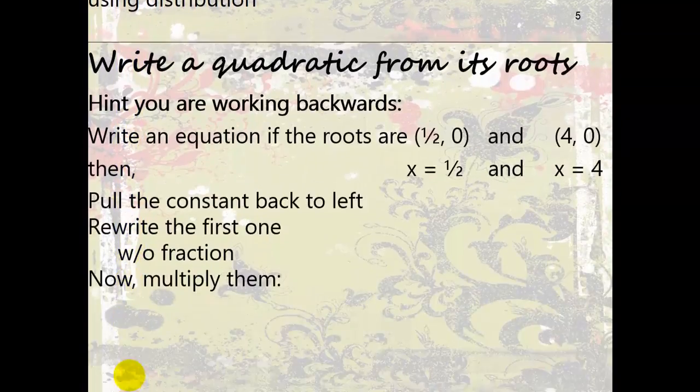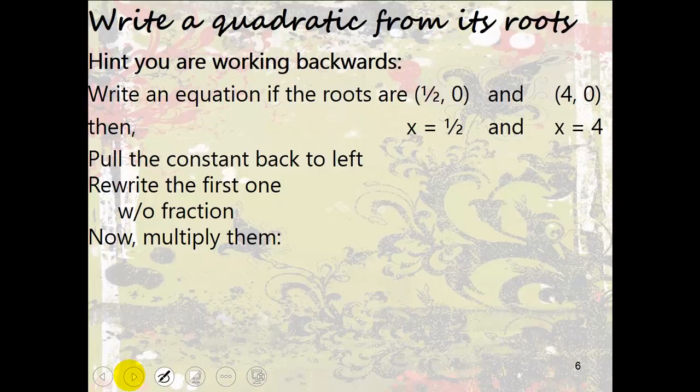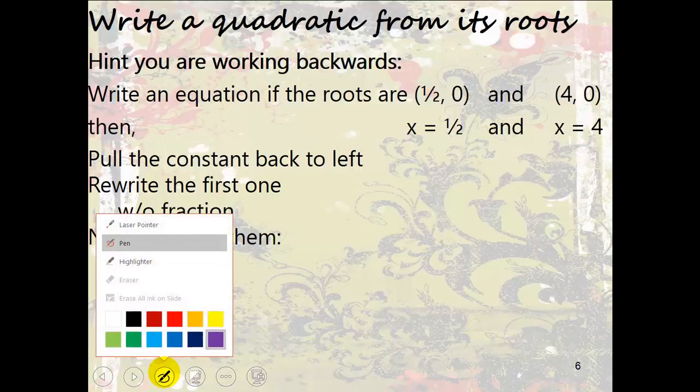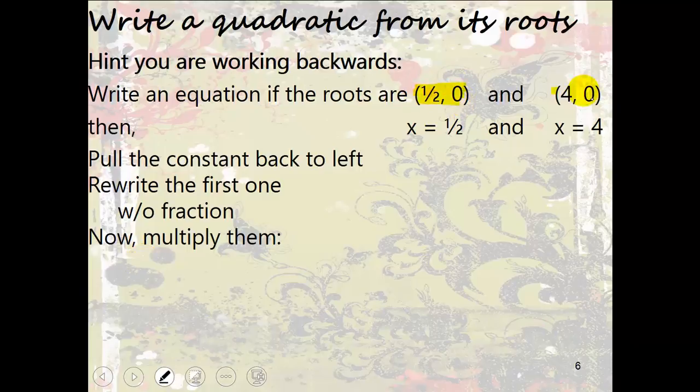Okay, let's try one more. This one has a fraction in it, okay? But don't be freaked out about it because it's very easy to get rid of, right? So we have the two solutions, (1/2, 0) and (4, 0). Okay, so that means x had to equal a half and x had to equal 4. Now move them back over and I get x minus a half equals 0 and x minus 4 equals 0.